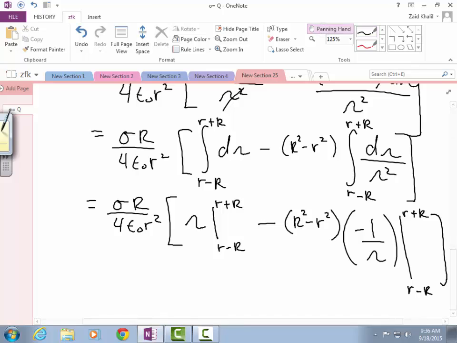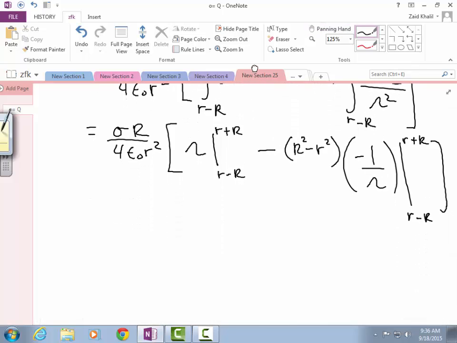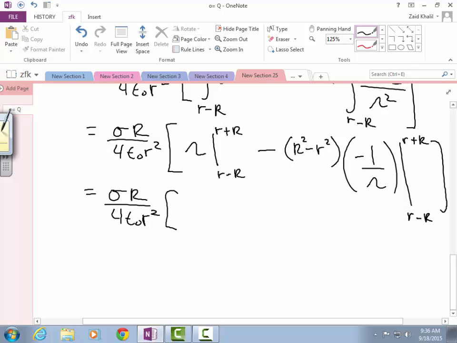Let's keep going. So this is equal to sigma R over 4 epsilon 0 r squared. And what do we get here? I want you guys to evaluate that. Big R or little r? Big R, because R plus r, minus R minus r. What happens to the minus? It becomes positive.